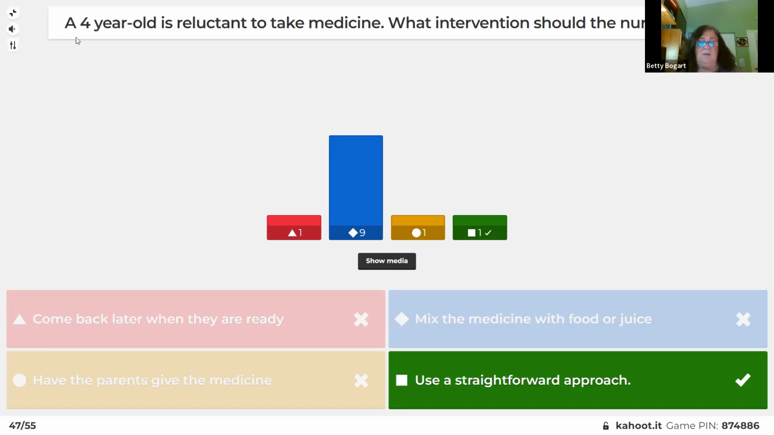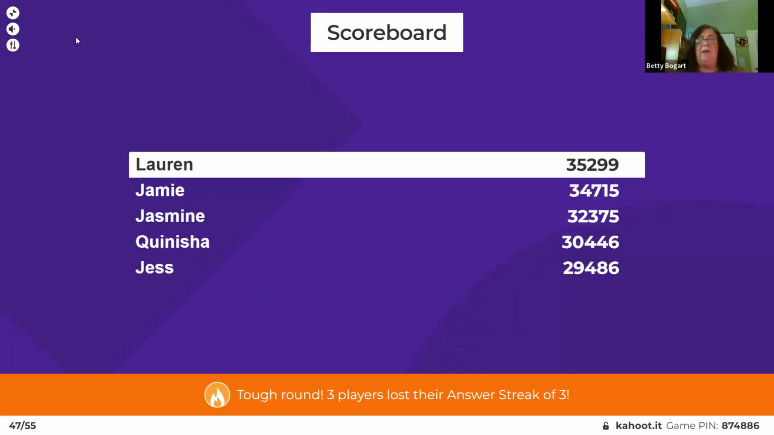Okay, so we need to know the dosages on them. So we do not put that in food unless it's a little food and they take the whole thing, but never in a bottle, never do those things, okay? So using a straightforward, how would you like to take it? Do you want the red one or the orange one, like Tylenol or Motrin? So give that straightforward. Only give them choices and have them make a choice.